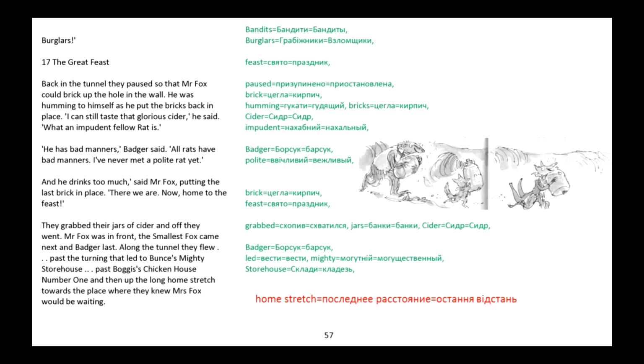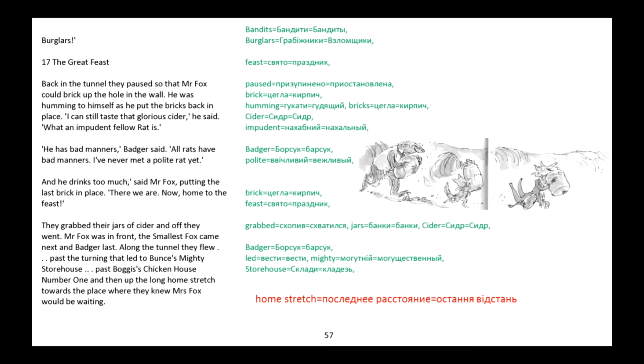Back in the tunnel, they paused so that Mr. Fox could brick up the hole in the wall. He was humming to himself as he put the bricks back in place. "I can still taste that glorious cider," he said. "What an impudent fellow Rat is."